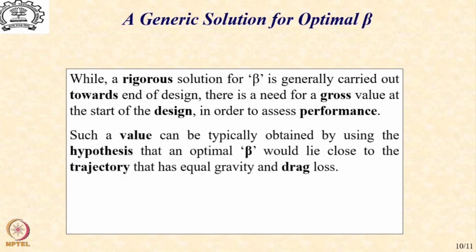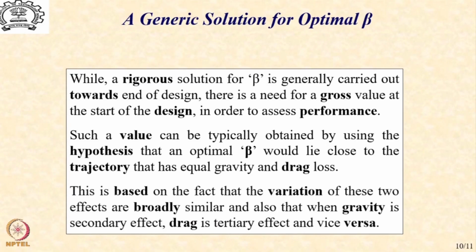A very crude thumb rule which can be commonly used in such situations is that an optimal beta would generally lie close to a trajectory for which the gravity and the drag loss are nearly equal in their magnitude. This is based on the fact that variation of these two effects are broadly similar in nature, but completely inverse of each other, and also that when gravity is a secondary effect, the drag is tertiary, and when the drag is secondary, the gravity is tertiary, so that they kind of complement each other, and that when they are nearly of the same order of magnitude, the chances are that that would be the trajectory where you would have the minimum loss.